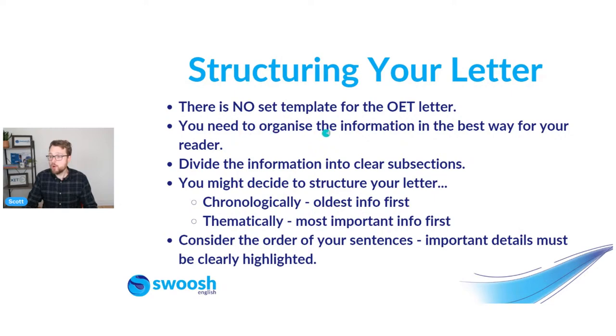Now, we need to also organize information in the best way for your reader. And we can do that by dividing the information into clear subsections. So every OET letter should have relatively short paragraphs or subsections. They shouldn't be too long, and there should be a variety of them. Too long a subsection isn't clear, isn't concise, it's not readable, and we probably waffle by giving too much information.